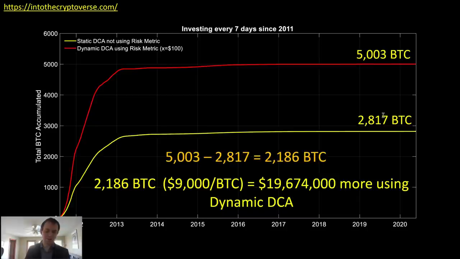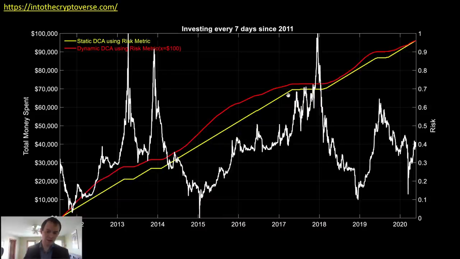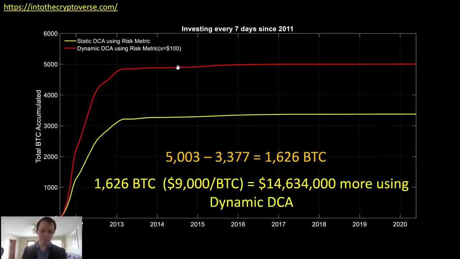So ultimately, you're still putting in the same amount over time. So this is not using the risk metric. And now, the yellow is also going flat when it's above 0.5, but because we're not putting in money then, it allows us to put more money in when the risk is lower. So ultimately, we're putting in the same amount of money over time. In this case, it's almost $100,000, had your X value for the dynamic DCA been $100 per week, so then it could have gone up to, but no more than, 500 per week.